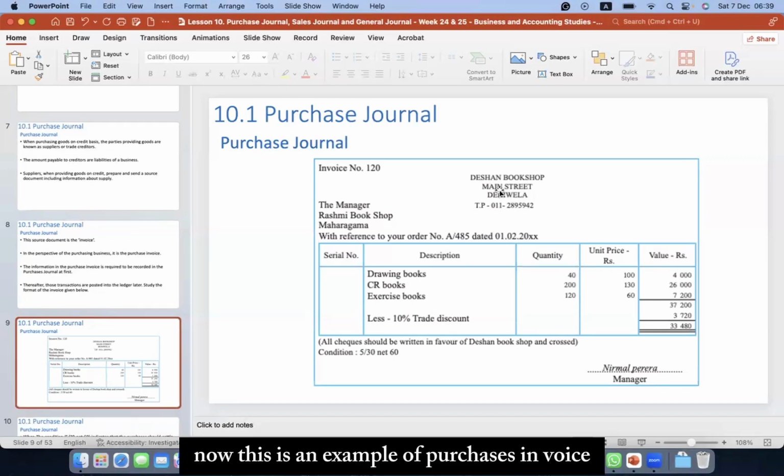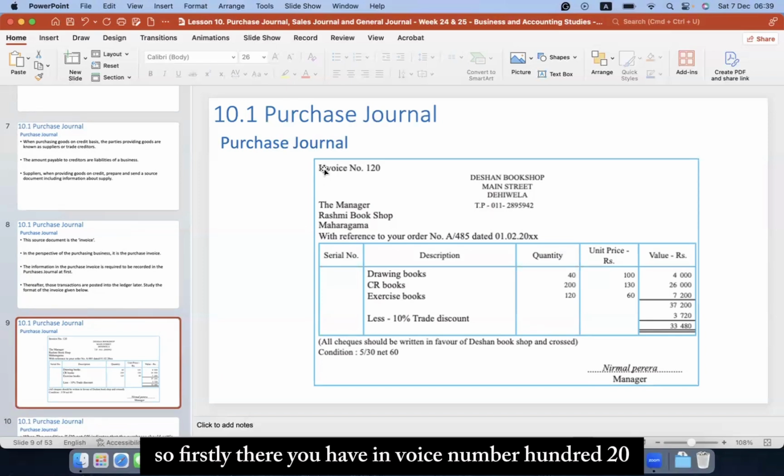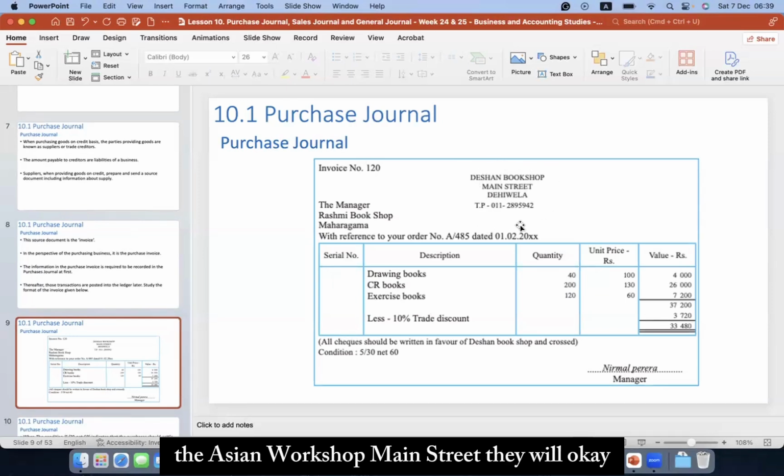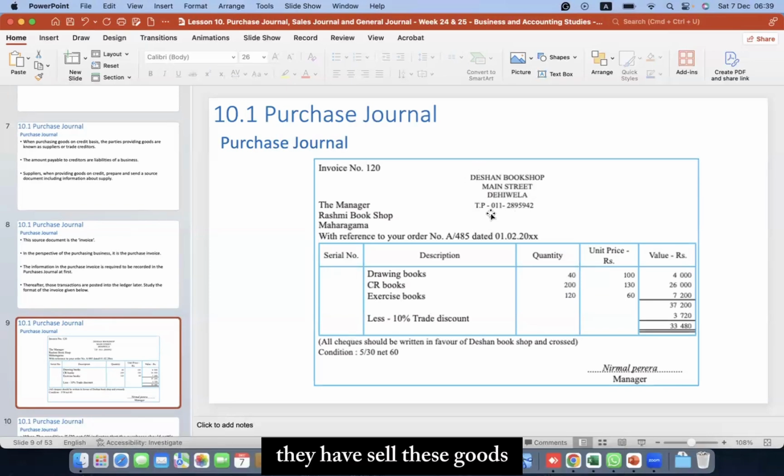Now this is an example of purchases invoice. So firstly there you have invoice number 120. Then we also talked before, this is a unique number. This will not be repeated. Okay, and this is the person who supplied you the goods. Now the Deshan Bookshop, Main Street, Dehiwala. Okay, they have sold these goods, and they have sold these goods to whom?